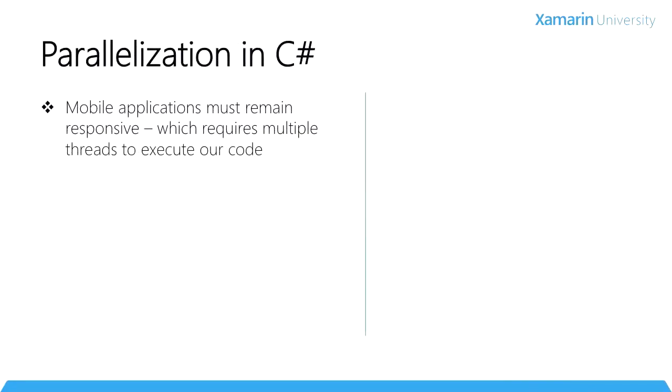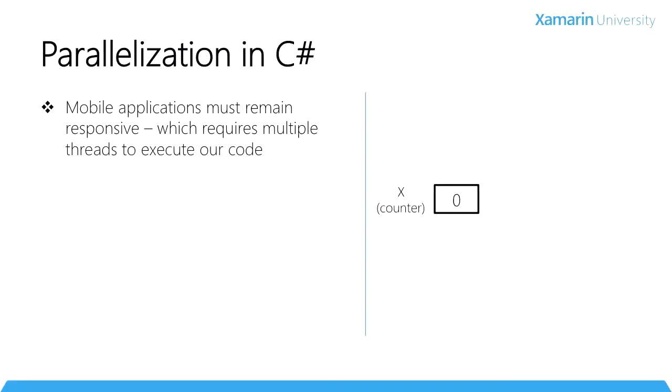First, let's look at parallelization. So are there specific times where parallelization is particularly desired? Well, GUI-based applications, particularly mobile apps, must remain responsive, which usually means using multiple threads. And when we work with multiple threads and shared data, there's always the possibility of a race condition.